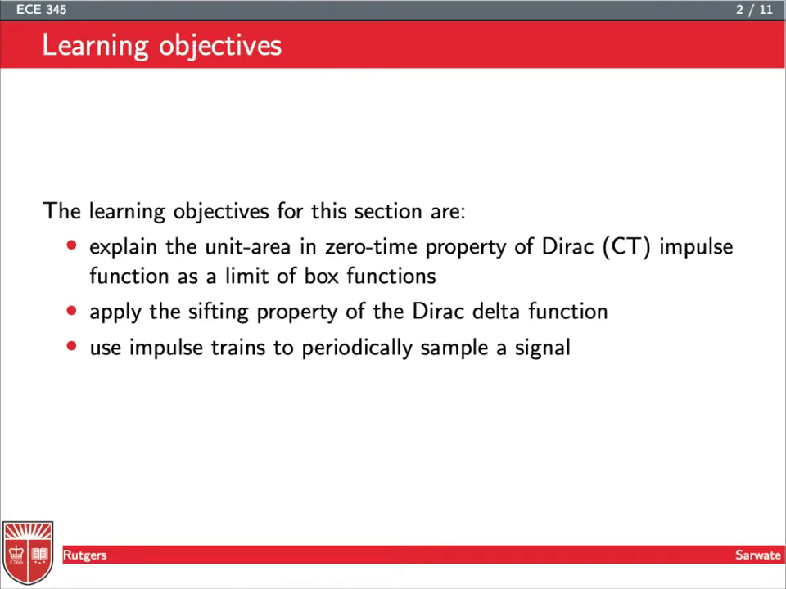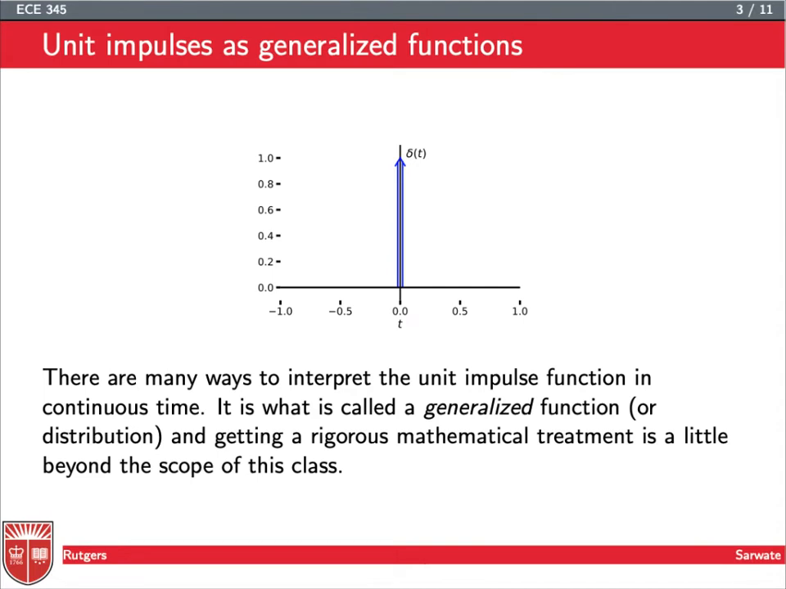What we want to do is be able to explain essentially how the Dirac delta function works and be able to use it. We have that sampling property for Kronecker deltas. We also have this sampling or sifting property, it's sometimes called, for continuous time delta functions. And then we can use impulse trains in the same way. We can use those as a mathematical model for how we sample signals. So let's look at the unit impulse function.